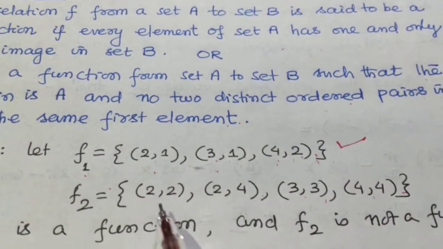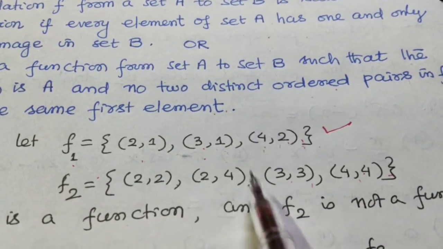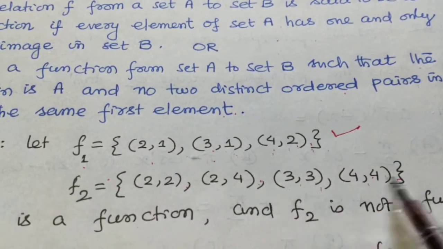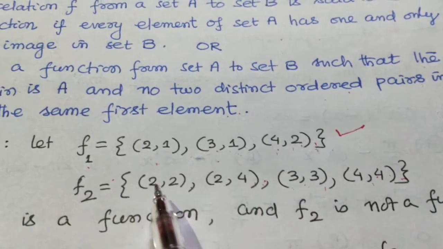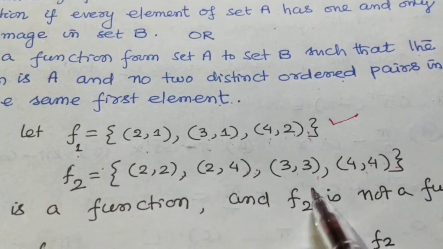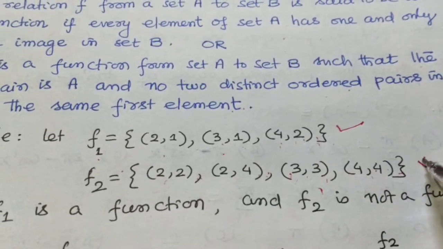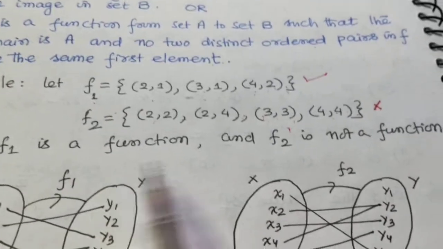Okay? Here if you see the collection, 2 is going to 2, 2 is going to 4, 3 is going to 3, 4 is going to 4. Here no problem about that, but these two ordered pairs have a problem. 2 is going to 2, 2 is again going to 4. One-many relation. It's not a function. So F1 is a function, F2 is not a function.